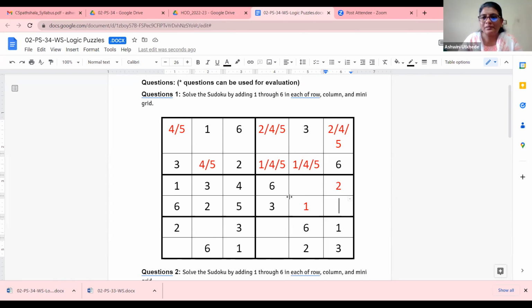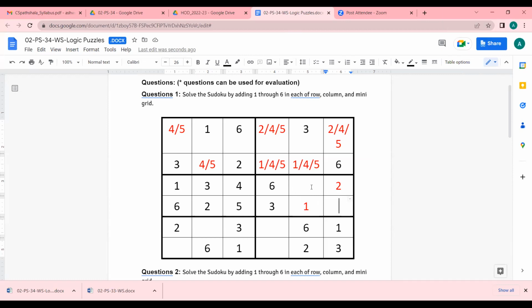So is it clear, teachers, till this part? Is it clear or any doubt? Okay. Now 3 we already have in the mini grid. Let's see where 4 can be placed.